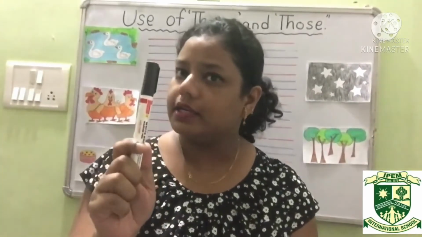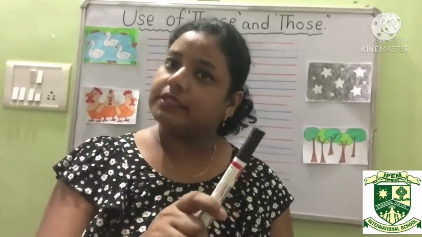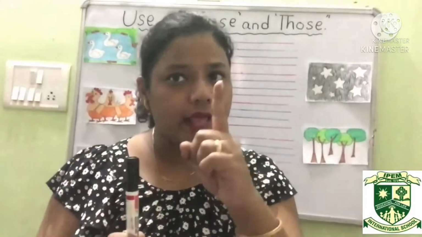Now in my previous video you have seen the use of this and that. We use this for the things that are near us and have to be one thing, like this marker. This is one, so we'll say this is a marker, and we'll use that for the things which are far from us, like the fan, and have to be one thing.